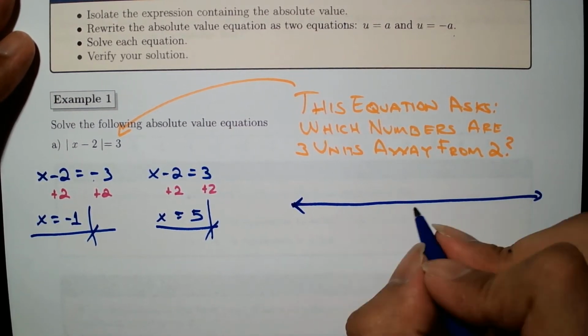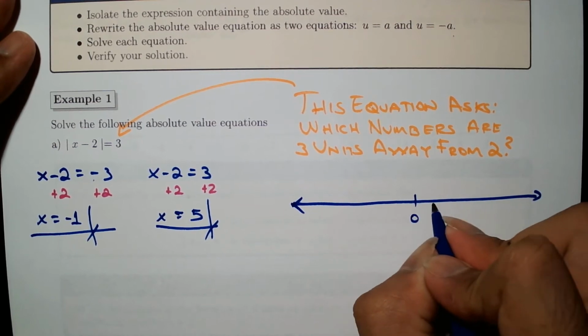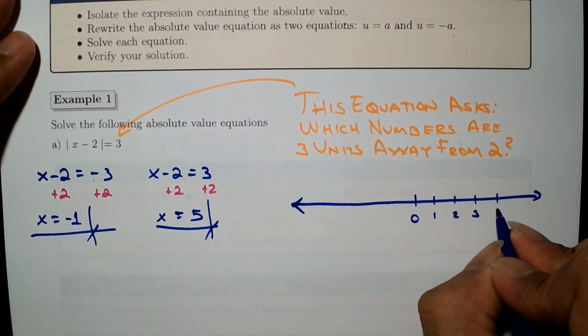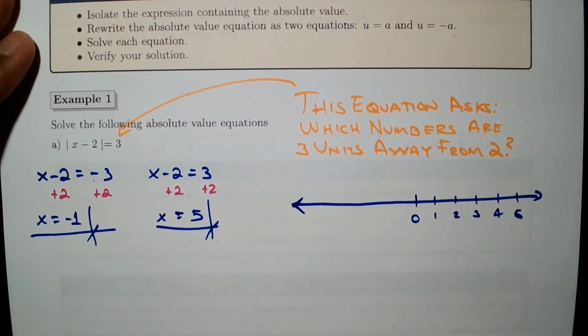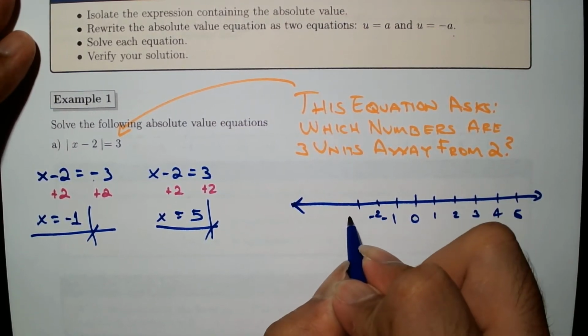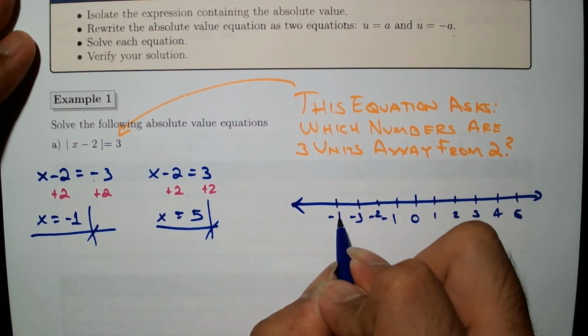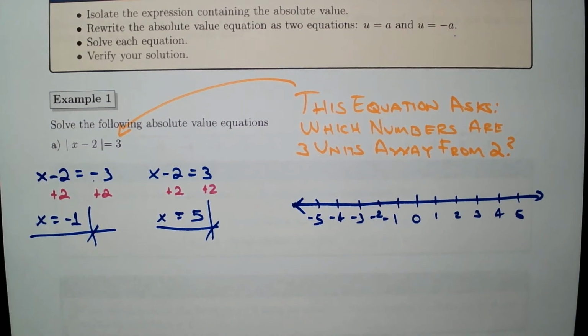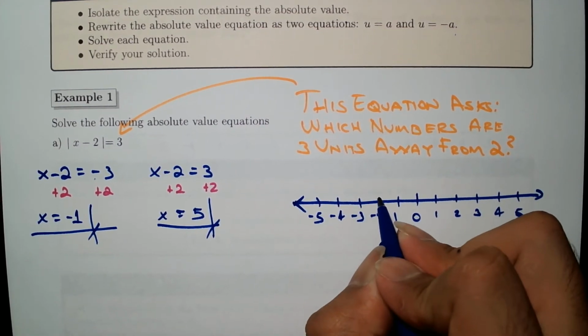I'm going to locate the number 0, 1, 2, 3, 4, 5. That's enough. Negative 1, negative 2, negative 3, negative 4, negative 5. So we're going to have all that number line there.